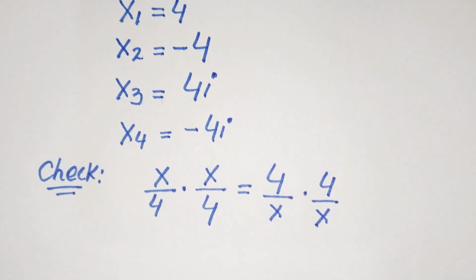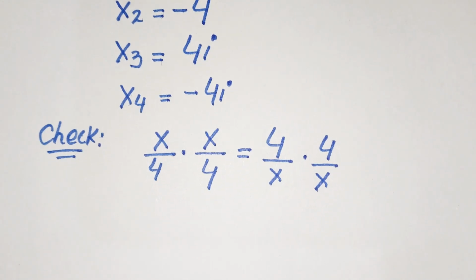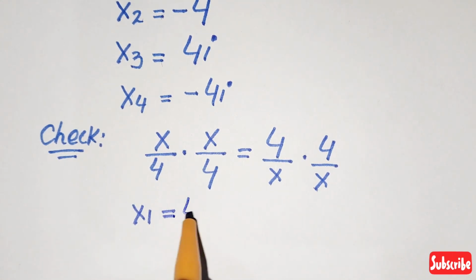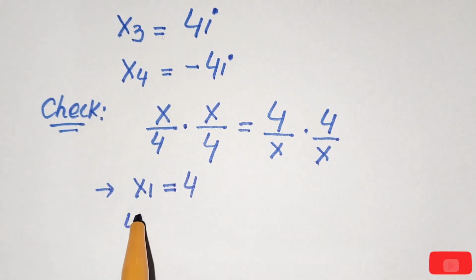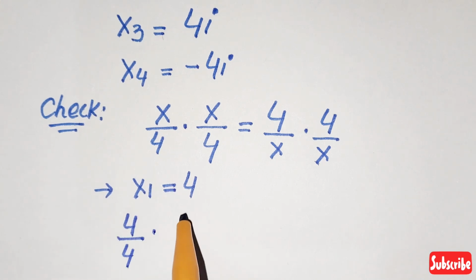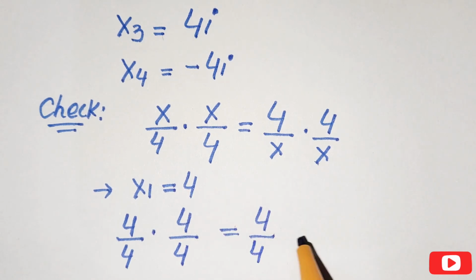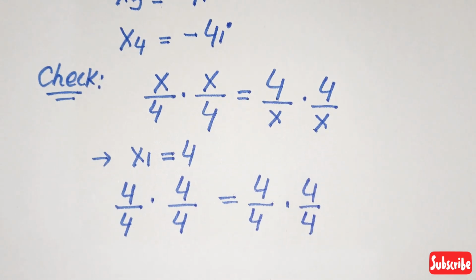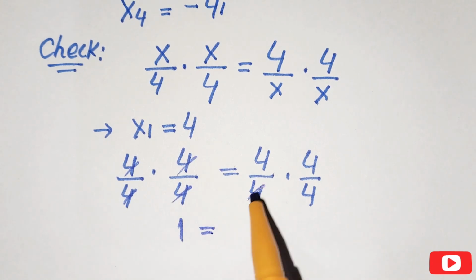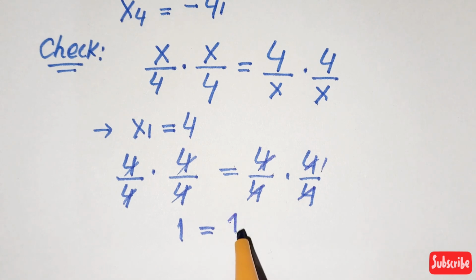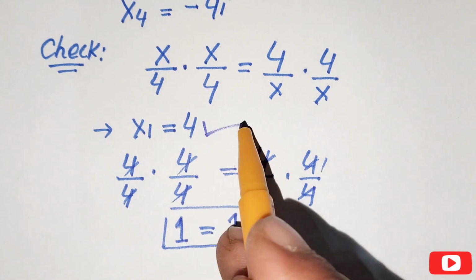Now we put x1 is equal to 4. So when we put x1 equal to 4, the value of x is 4, giving 4 over 4 times 4 over 4. Cancelling 4 with 4, and then 4 with 4, we get 1. So 1 is equal to 1, and our answer is correct, that x1 is equal to 4.